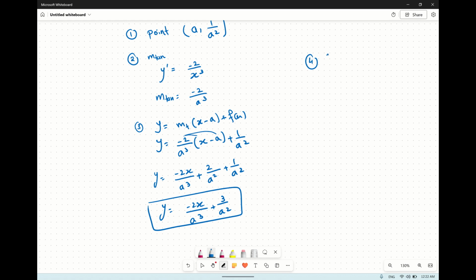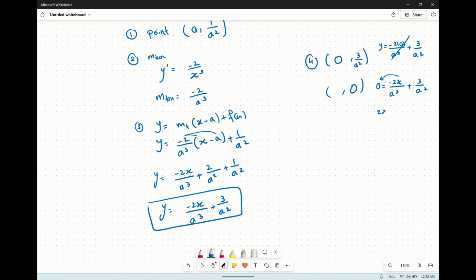Step number 4, we need the points. So one time put x equals 0, one time put y equals 0. Now if x is 0, what will happen? This will cancel. We are left with 3 over a squared. Now if y is 0, I'll put 0 in the place of y, and I will solve for x.